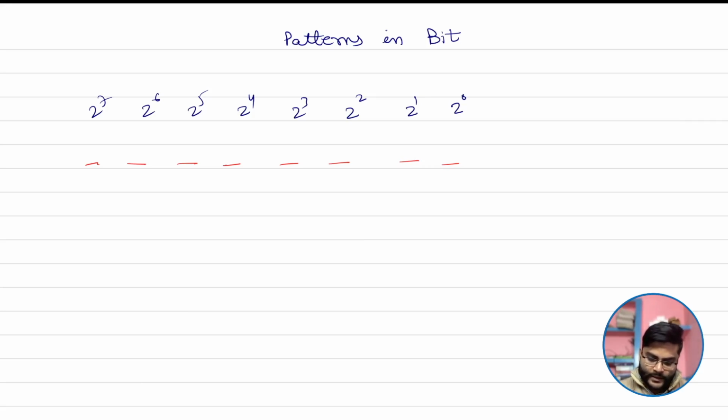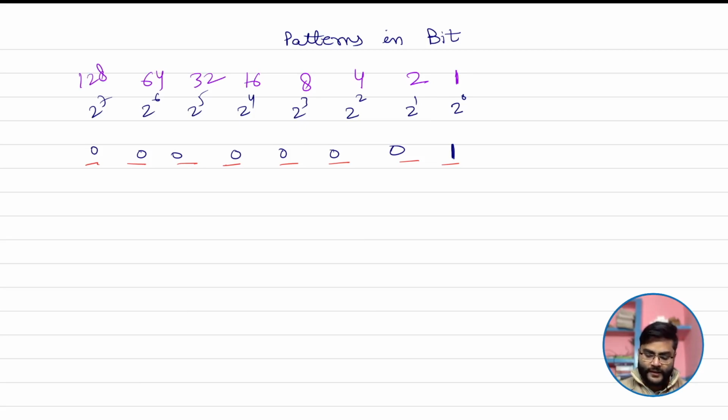Now, if I take this as 1 and the rest as 0, what does it mean? It means that it is 2 to the power 0. So I can write it as 1, then 2, then 4, then 8, 16, 32, 64, 128. So if we have only one set bit, it can be in any place. If this bit is set, it is 1, that means its value is 1.